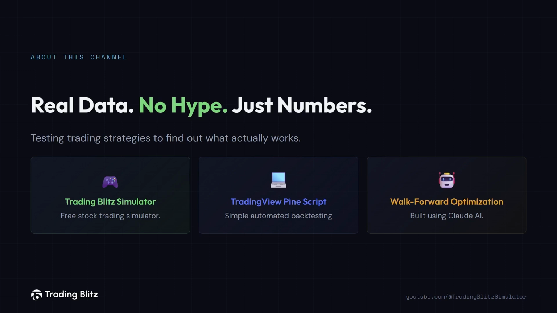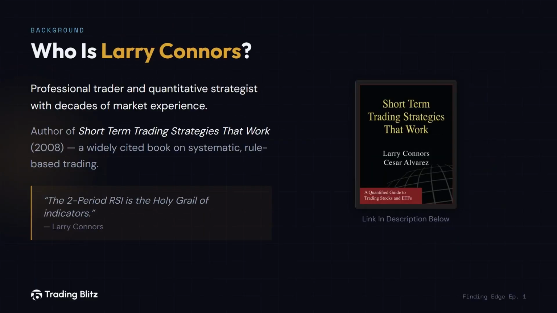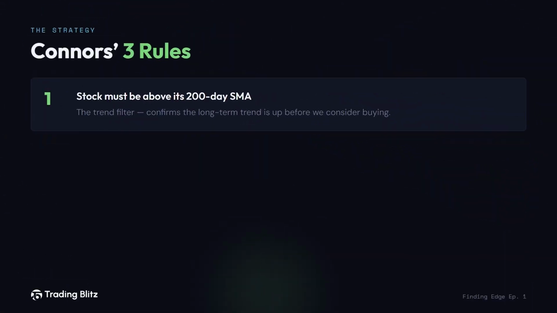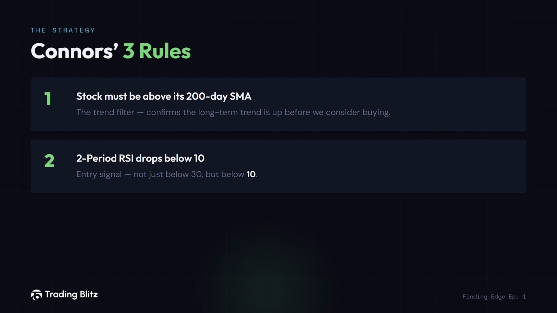Okay, let's do a quick recap so everyone's caught up. In episode 1, we tested Larry Connor's two-period RSI strategy from his book, Short-Term Trading Strategies That Work. The rules are straightforward. Rule number 1, the stock must be above its 200-day simple moving average, which confirms that the stock is in a long-term uptrend. Rule number 2, the two-period RSI must drop below 10, and this tells us that the stock may have experienced a short-term, sharp pullback. Now, when both of these conditions are true, you buy at the close.